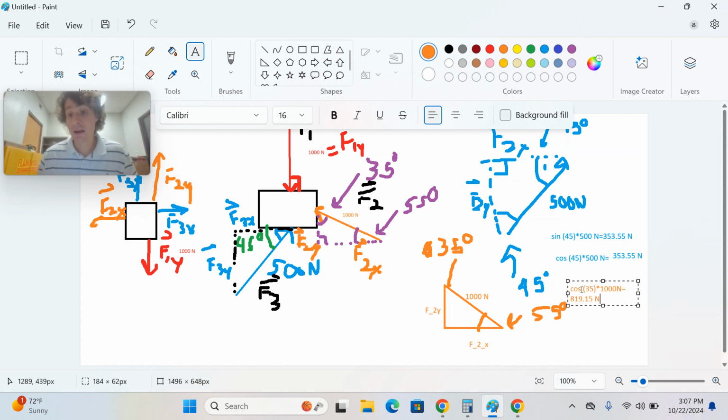819.15 newtons. Now you got to ask yourself, is it positive or negative? Should I keep it positive is a better question. Well, actually, let's back up. Is it up or down? You can see how easily this happens. This is y. Is it up or down? And you say it's up. Hey, let's keep it positive. Cool, okay? You got to have these internal little conversations with yourself.